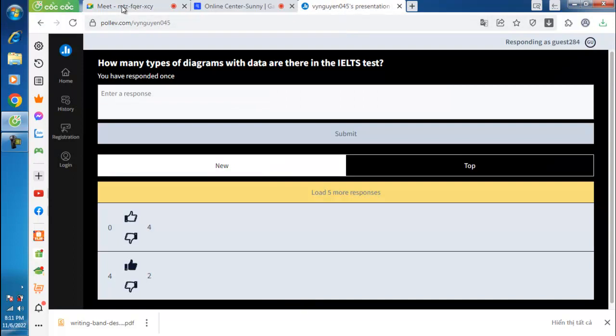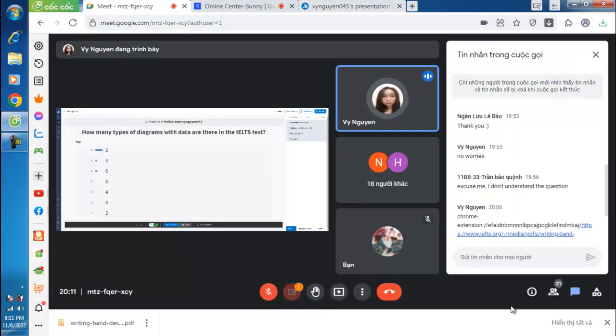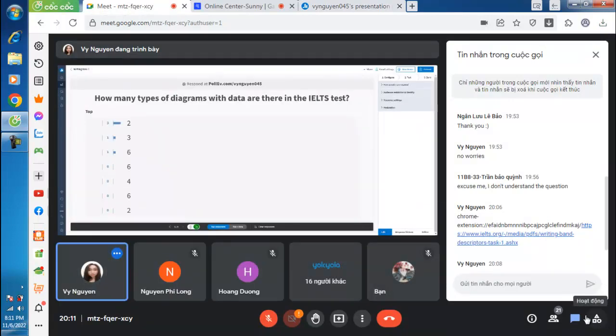Okay. Some people said 2, right? Someone said 3. Okay. So in reality, there are only 2, right? One is dynamic, right? The other one is static.